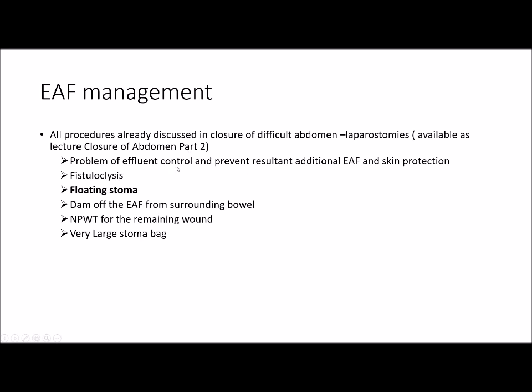Now, the problem of effluent control and preventing resultant additional EF and skin protection. That's very important. I don't want a second opening. A second EF would kill the patient. Multiple openings, absolutely 100% mortality, right? So I don't want that. That's one. Number 2, if possible, through this opening, under guidance, I can put in a catheter into the distal limb. I can carry out a fistuloplasty.